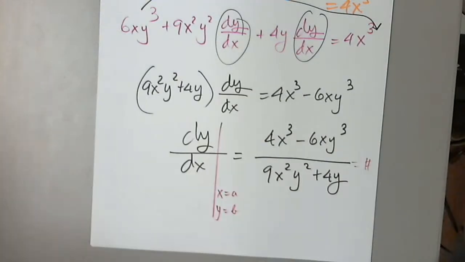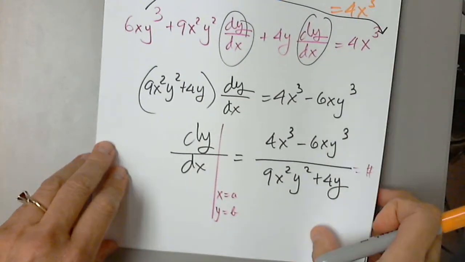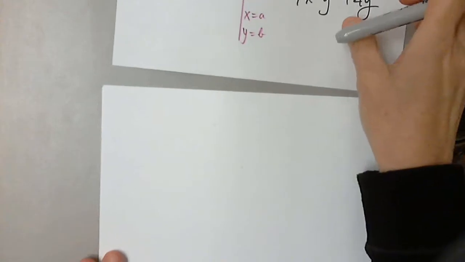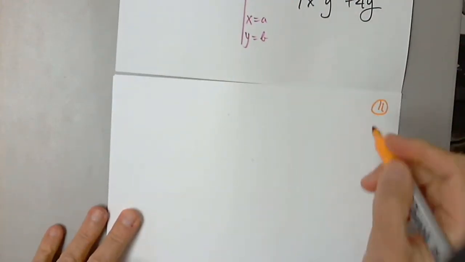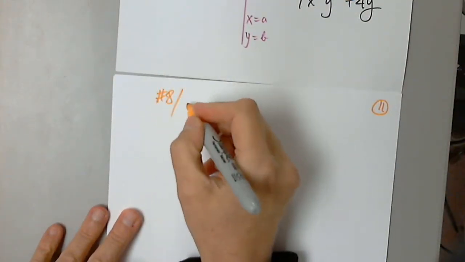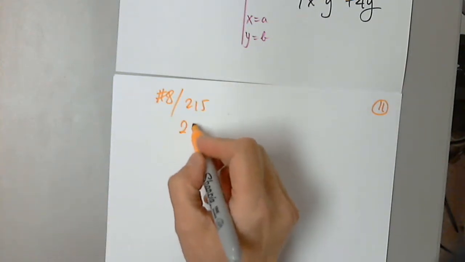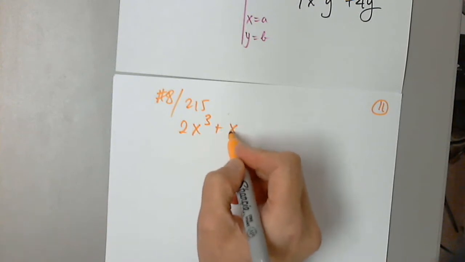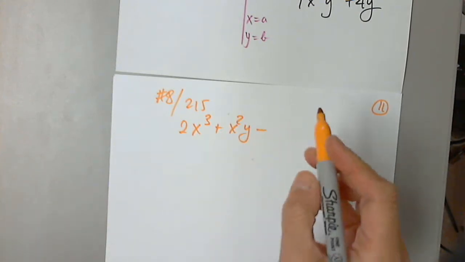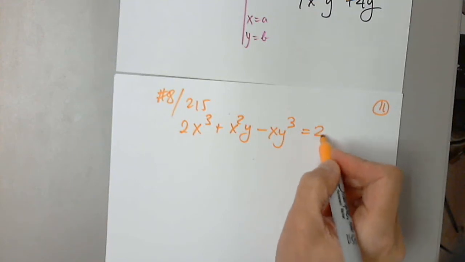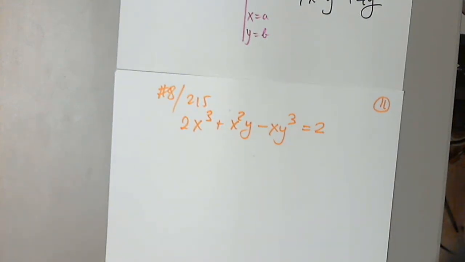Number 8. Which one? Number 8. Very good. So let's take a look at number 8. It's 2x to the third plus x squared y minus xy cubed equals 2. And then I would like to look at problem 12 because it has cosine in it. So after that, 12.